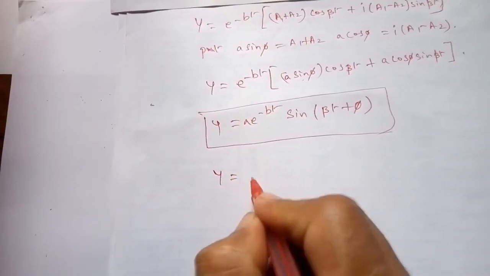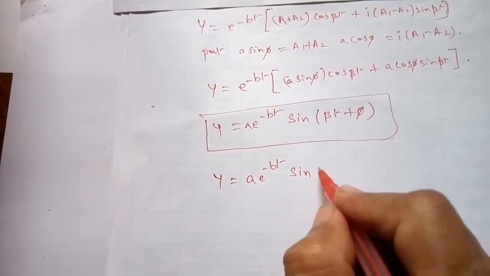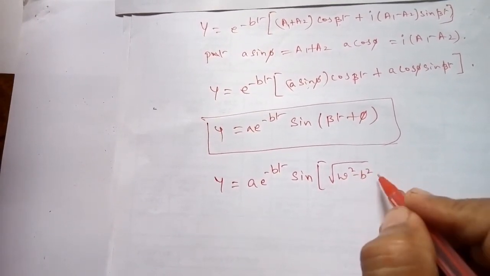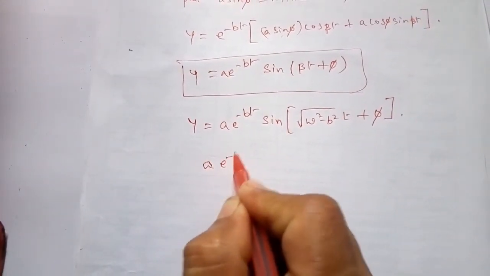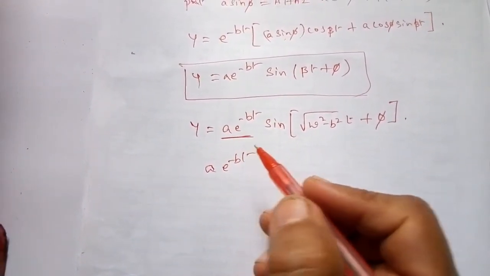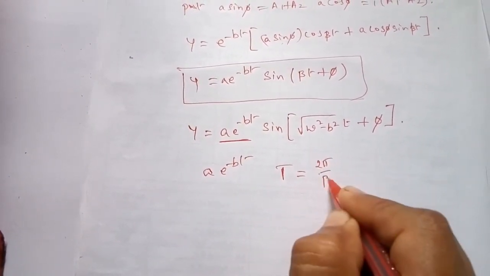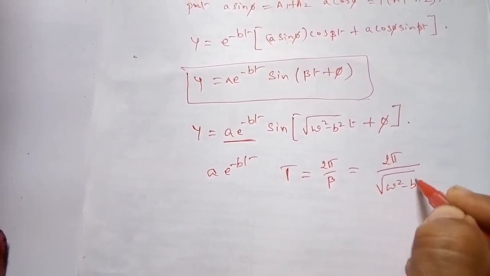So substituting, a into e to the power minus bt sine, the value of beta can be substituted, that is root of omega square minus b square into t plus phi. So this equation represents simple harmonic motion with amplitude a into e to the power minus bt. This term represents the amplitude, and the period of oscillation T is equal to 2 pi by beta, or 2 pi divided by root of omega square minus b square.